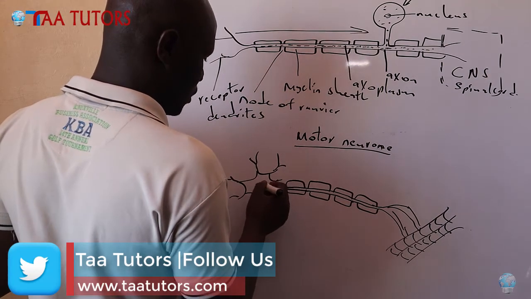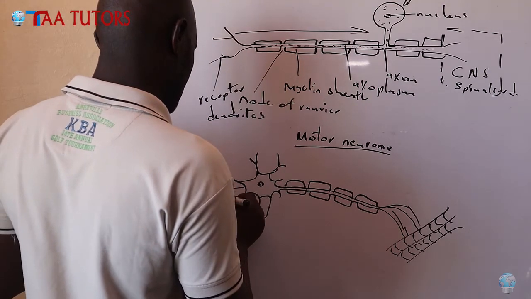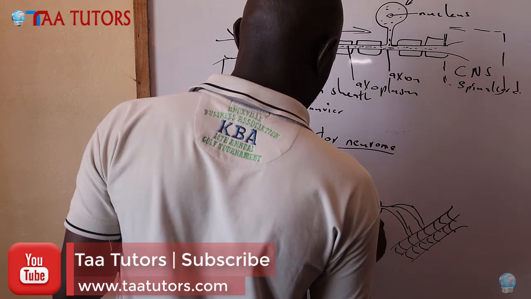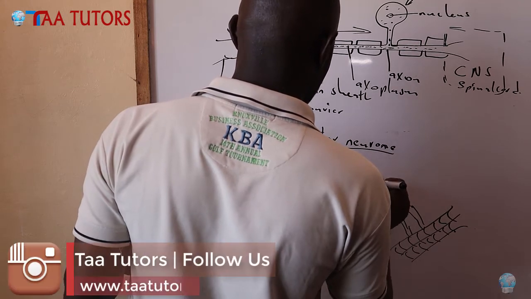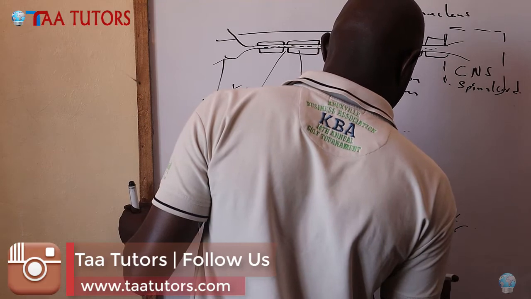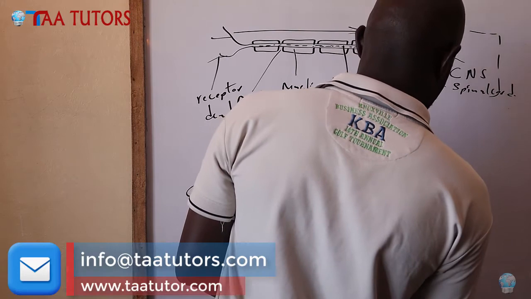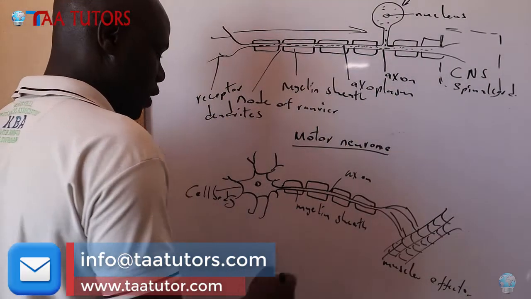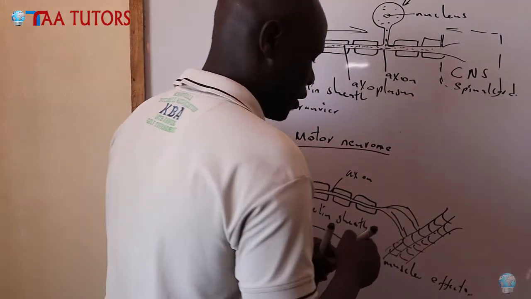So this is how the cell is. This is the cell body again. Cell body. This is the myelin sheath. Axon. And then this one, I can call the muscles. So actually this side now forms the effector. It is the effector. So it means that the information in this cell will be moving in this direction from the cell body to the effector.